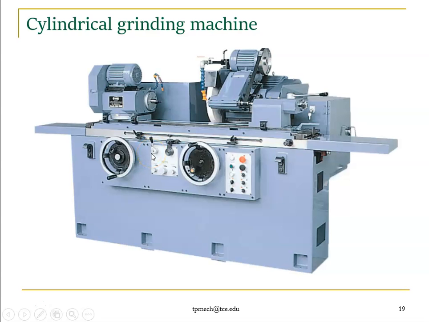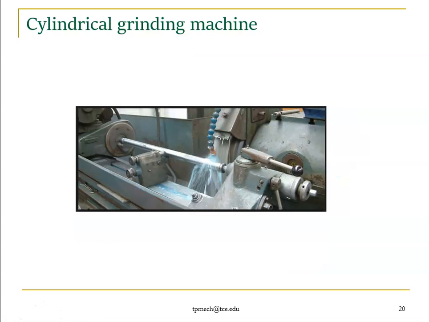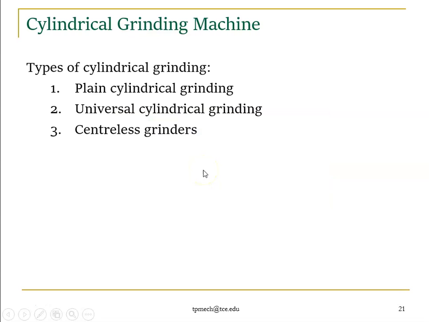So this is a main cylindrical grinding machine, and this is the image, right? We place our cylindrical object in centers, and cutting fluids are flowing, and the grinding wheel is rotated. The rotating grinding wheel is fed against the rotating workpiece. So we have three types of cylindrical grinding: plain, universal, and centerless grinding.